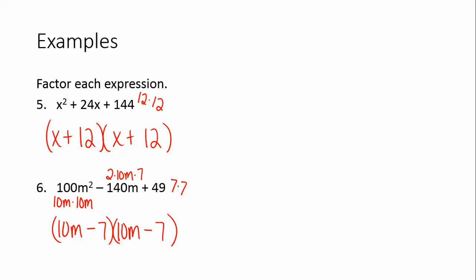Again, if you wanted to double check that the middle term does give you a negative 140m, this is a minus 70m, and this one is a minus 70m. And when you combine those, you do get negative 140m. Remember, again, you can write it as a quantity squared.